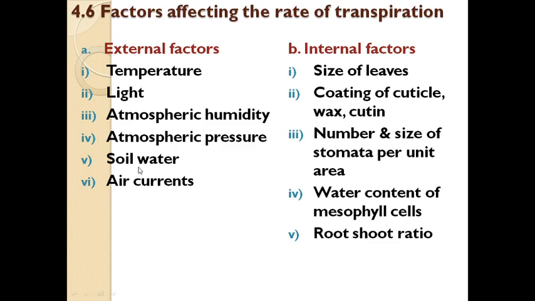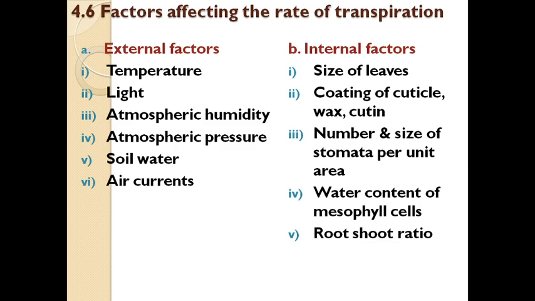The next external factor is soil water, the water content of the soil. The plant absorbs enough water if water is available in the soil. If the rate of absorption is less, it ultimately decreases the rate of transpiration. The soil water controls the rate of transpiration, meaning that soil water, or the rate of absorption, is directly proportional to the rate of transpiration.